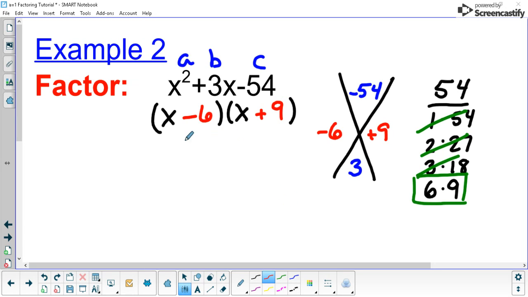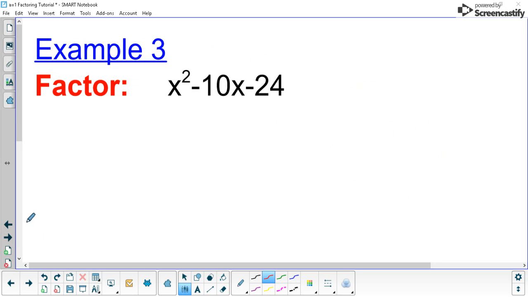Great. So now let's try another example. The third example I have for you is x squared minus 10x minus 24. Now this one is a little different. Notice both of the signs are negative. So we will likely have to find two numbers that subtract, just like the last example. However, I chose this example because I wanted to emphasize something that can happen.